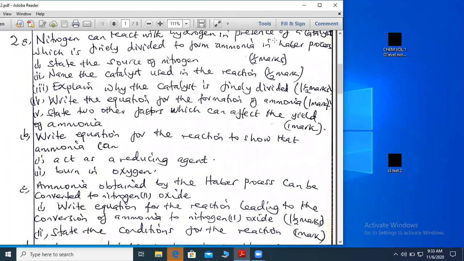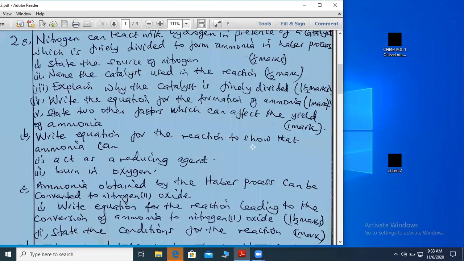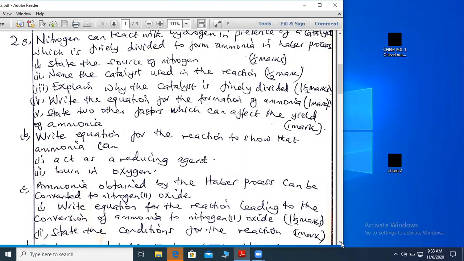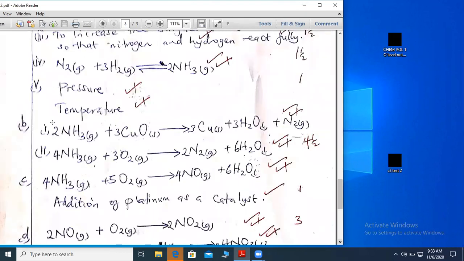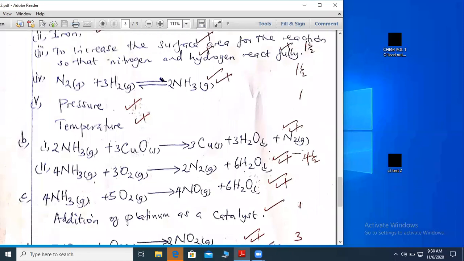Finally, the Haber process. The Haber process is the direct combination of nitrogen and hydrogen to form ammonia. So the equation we were interested in was nitrogen plus hydrogen forming ammonia. And some of you forgot to balance. These are 2 nitrogen atoms, so put 2 on ammonia, and when you put 2, hydrogen becomes 6, so you also put 3 on hydrogen.